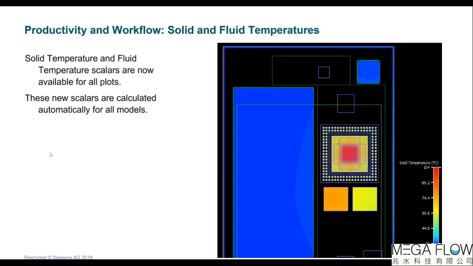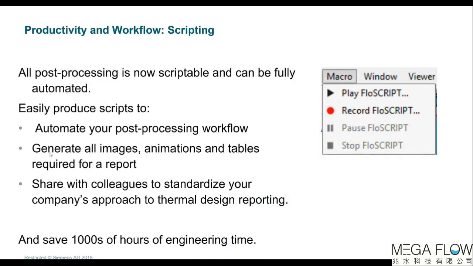Okay, so next up in productivity and workflow is solid and fluid temperature. So again, this is another long-standing request from our users to split the temperature field into two parts. So we've achieved that for 2019.2. So 2 additional scalars are present for each model, solid temperature and fluid temperature, and they should be available for all plot types. The complete temperature field is still available as an option, of course.